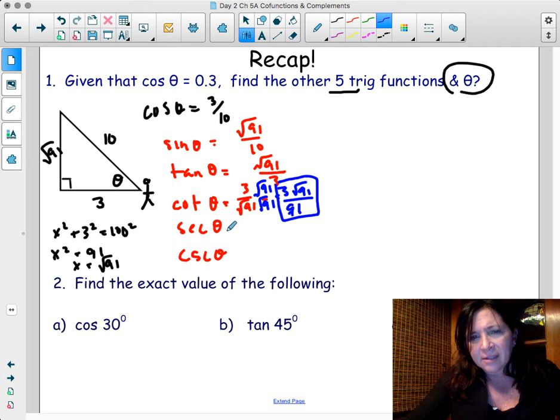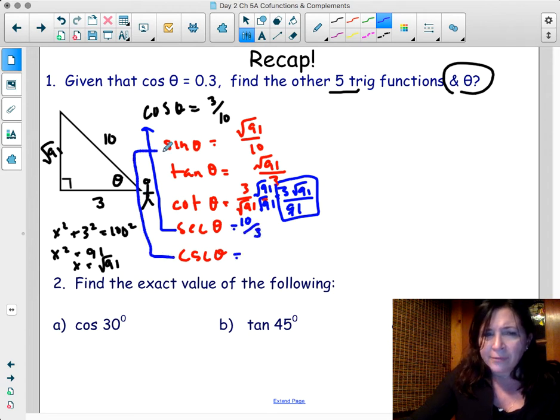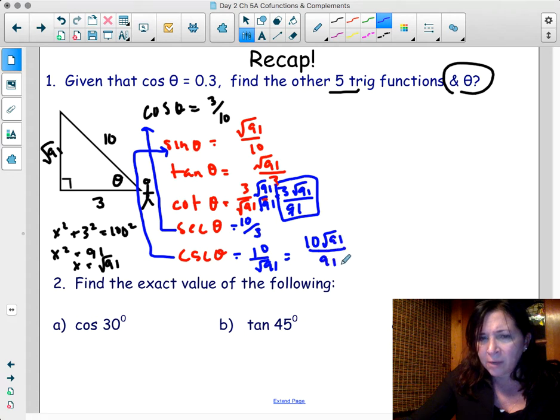Secant is the reciprocal of cosine, which is way up here. So that's going to be 10 divided by 3. And cosecant is the reciprocal of sine, and that's going to be 10 over root 91, which is going to be 10 root 91 over 91.